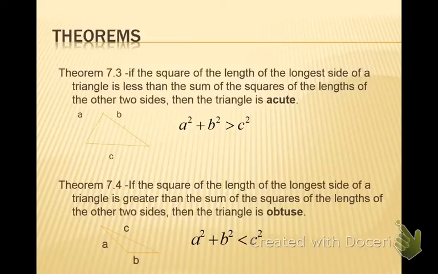Theorem 7.3. If the square of the length of the longest side of the triangle is less than the sum of the squares of the lengths of the other two sides, then the triangle is acute. Right? Then the triangle is acute. If the square of the length of the longest side of a triangle is greater than the sum of the squares of the lengths of the other two sides, it's obtuse.